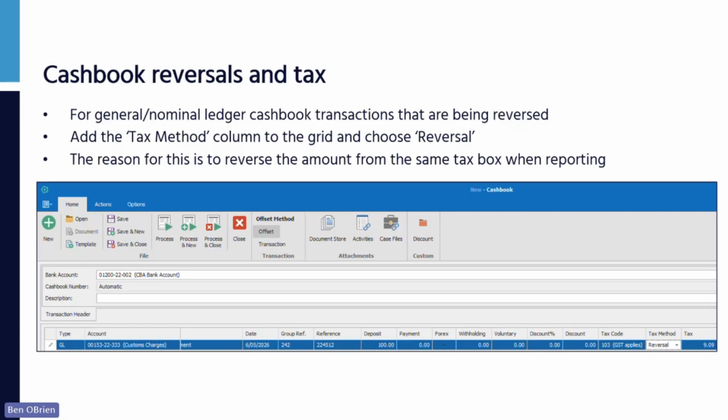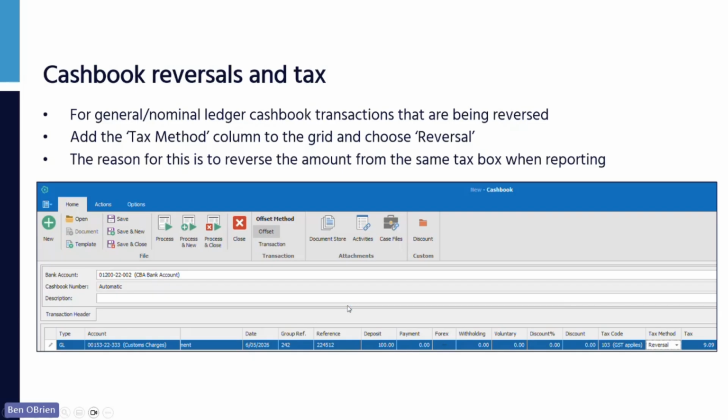In the event that it is something that's flowing through to your tax reporting, so generally a general ledger transaction that's entered in the cash book, and you need to reverse that, then to make sure that it hits the right box on your tax report and gets treated as a true reversal rather than a customer or supplier transaction, you just put the tax method column onto your cash book and you choose the tax method of reversal when you are processing that reversal.